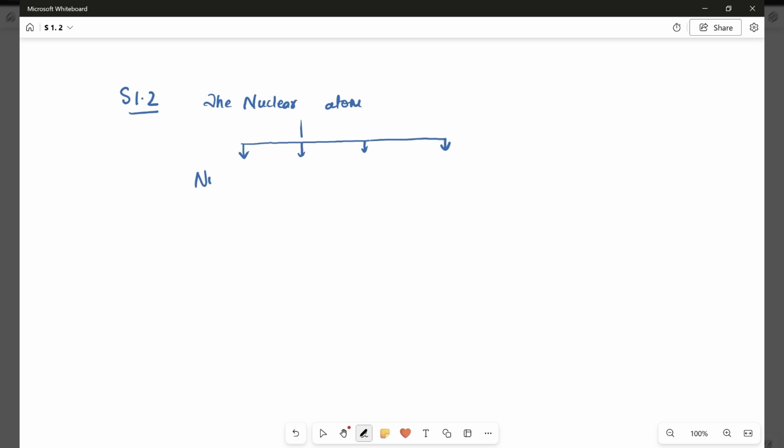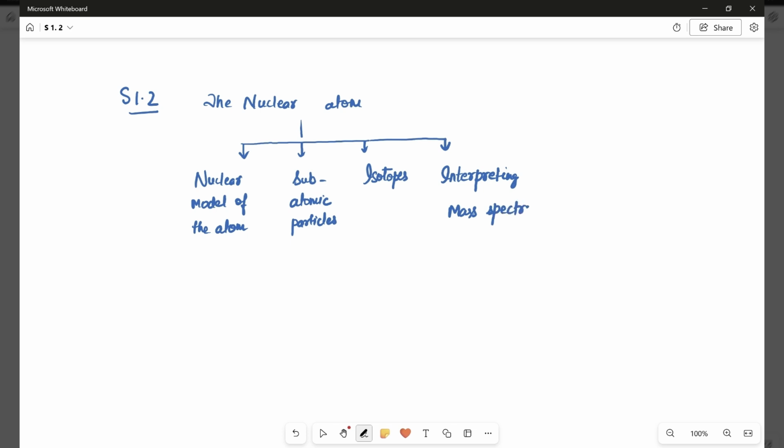The first is the nuclear model of the atom. The second most important is subatomic particles, and the third is isotopes, and the last is interpreting mass spectrometry, or you can say mass spectra. This is a higher level portion, whereas these three topics are for SL level.